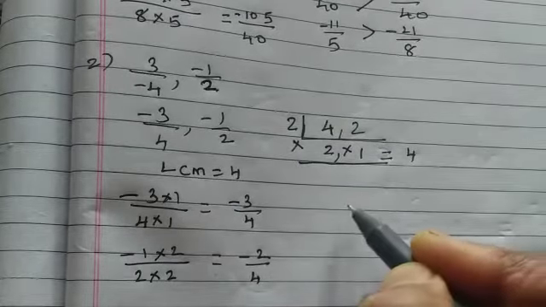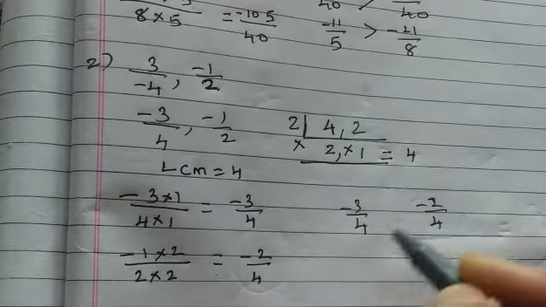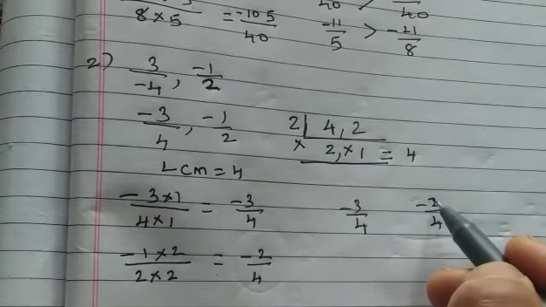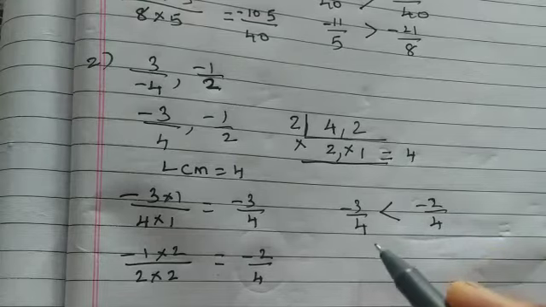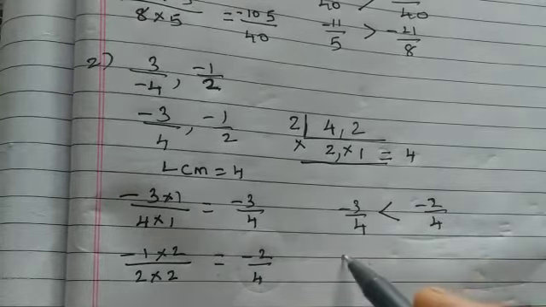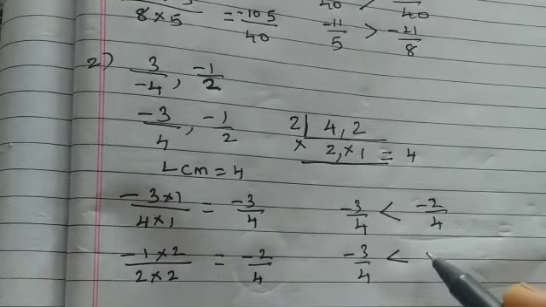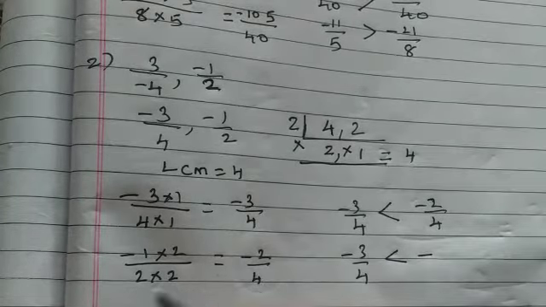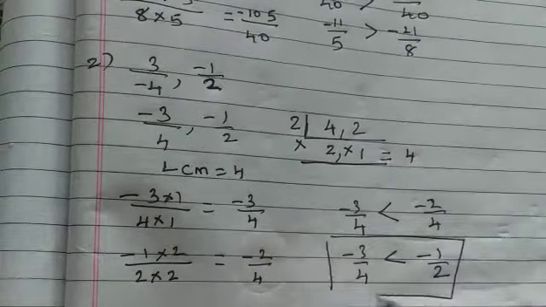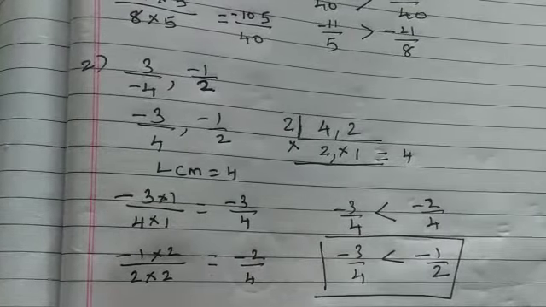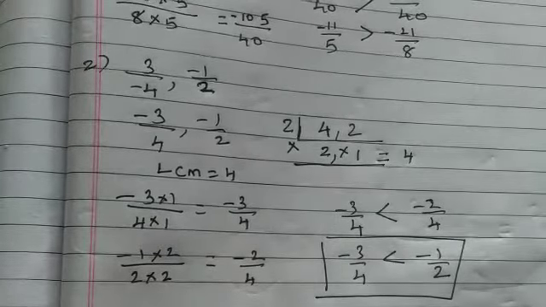Now compare them. It is minus 3 by 4 and minus 2 by 4. Which is greater? Again, both are negative. So the smaller number is the greater. Smaller negative number is the greater number. Now what is the original number? Minus 3 by 4 is minus 3 by 4 only, is less than minus 2 by 4, which is nothing but minus 2 by 4. The original number is minus 1 by 2. So this is the comparison of the second sum. And coming to the third sum, third one is 2 by 3 and 4 by 5.